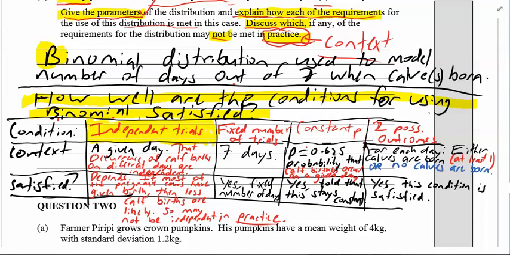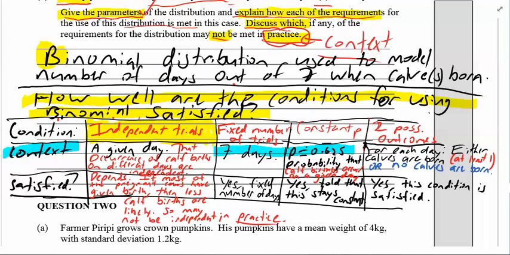Cool, so quick check. Have we given the parameters? Yep. Number of trials, 7 days. Probability of success in each trial is 0.625. So we've done that. Explained how each of the requirements is met or not by the distribution. Yeah, we've been through the 4 of them and we've related them all to the context and looked at whether they're satisfied. Then lastly, discuss which of any of the requirements may not be met, or which one we were a bit concerned about. Well, we thought that independence may be a dodgy or questionable assumption here in practice, and we talked about why. So we've done that.